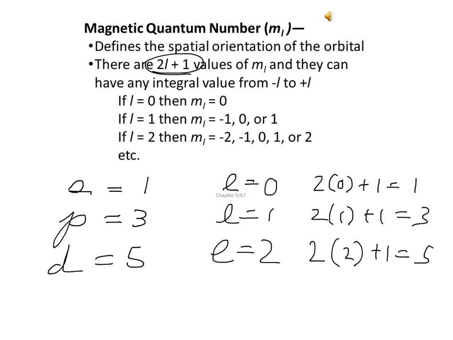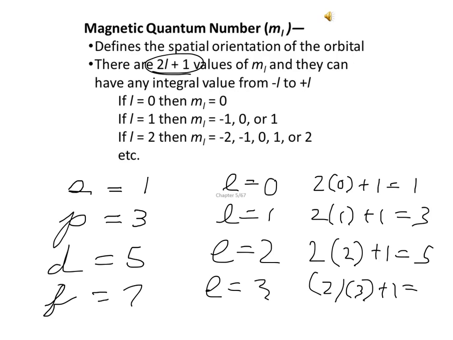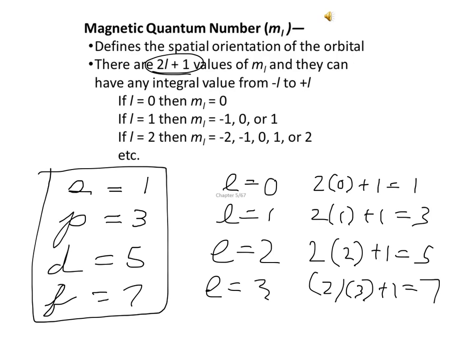If you like patterns, you may also be noticing at this point that it's a +2 pattern. So if you're in the F, you're going to have 7. Why? L equals 3. 2 times 3 plus 1 is 7. You need to remember that. If I asked you how many for G, it would be 9. So you need to remember those.